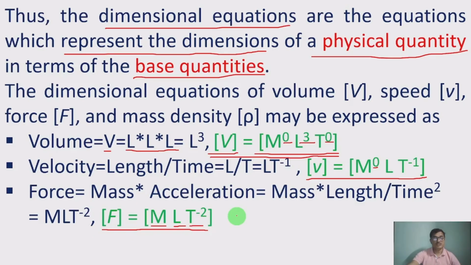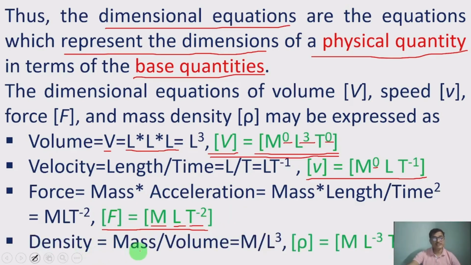Similarly, we will take the density, that is the mass per unit volume, that is L cube, as we already know. Then this density rho is equated with the dimensions of that density, that is M to the power 1, L to the power minus 3, T to the power 0. This is the dimensional equation of density.